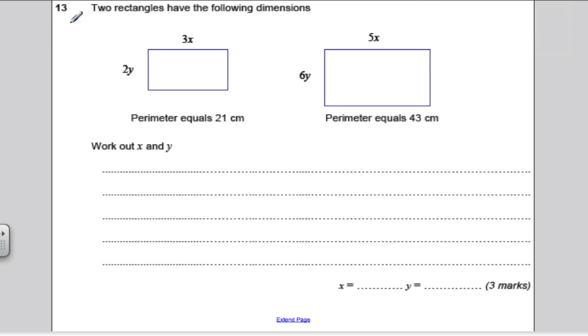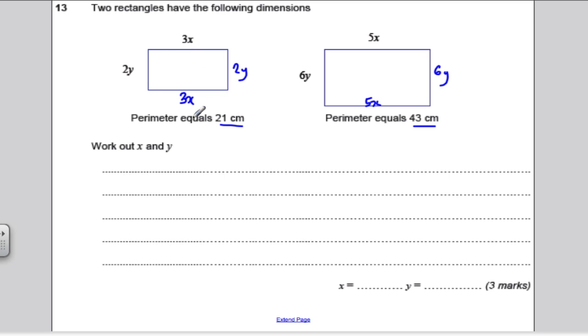Okay, question 13. Two rectangles have the following dimensions. 2y, so this side here must be 2y, and this side here is 3x, so that side must be 3x. Another rectangle, this side must be 5x, the same as that, and that side must be 6y. It tells us that the perimeter of this smaller rectangle is 21, and the perimeter of this larger rectangle is 43. It tells us to work out what x and y have to be.